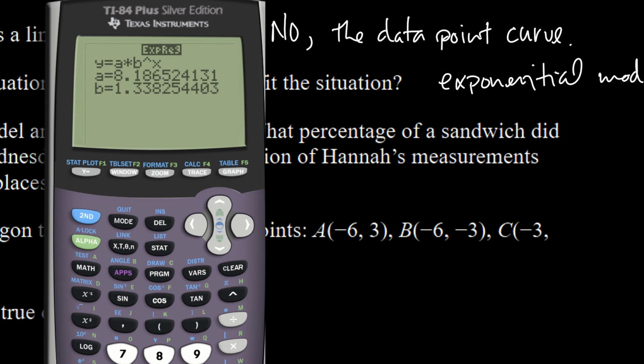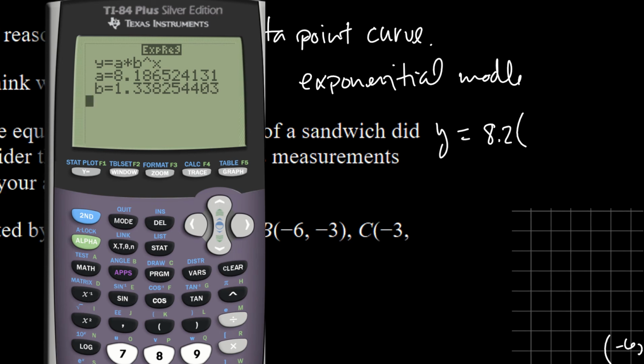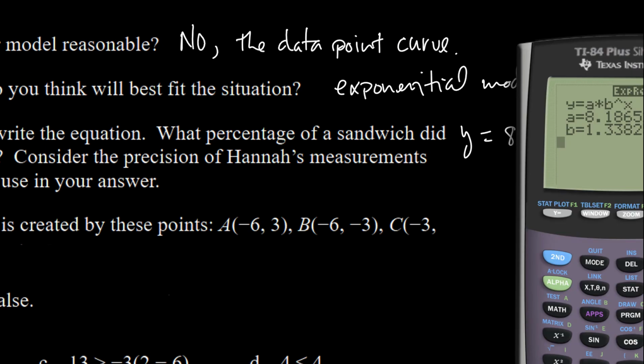I'm just going to round to 1 decimal place, and even then I'm wondering if it should be less. The amount covered in mold is equal to the 0th term, which is about 8.2, times my multiplier of 1.3 raised to the x power. That's what I'm going to say my model says.